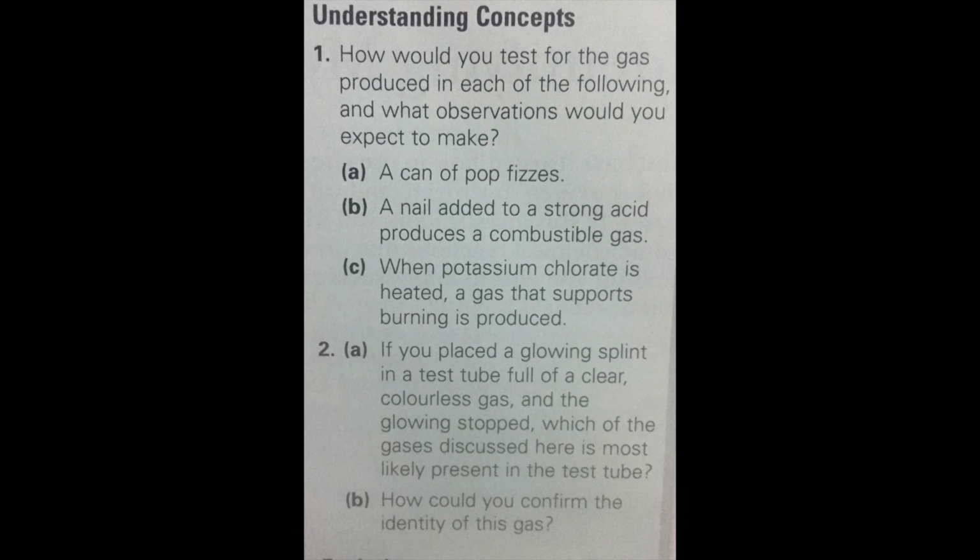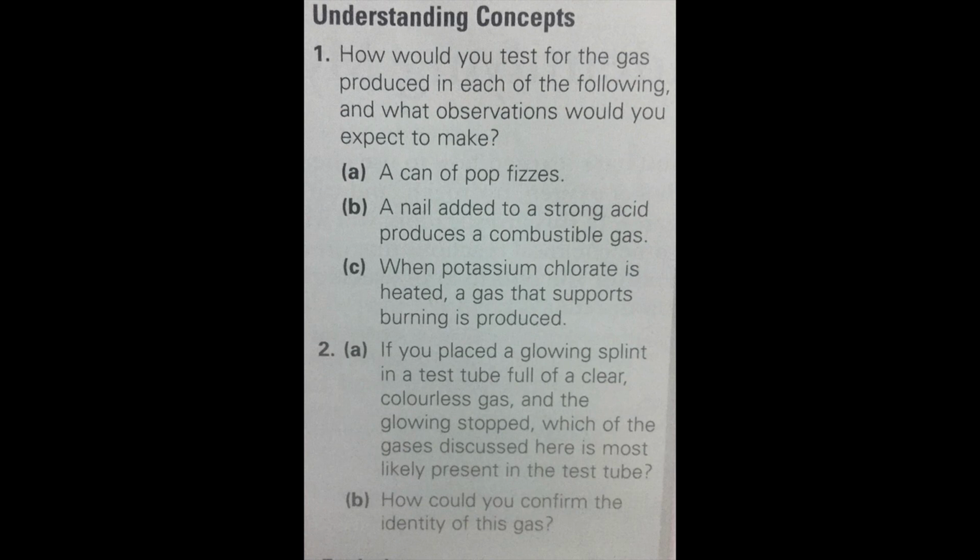Acid is hydrogen plus either a halogen or a negative ion, or hydrogen plus a polyatomic ion, so there's always hydrogen there, so you test for hydrogen. C. When potassium chlorate, which is KClO3, is heated, a gas that supports burning is produced. That is most likely oxygen, and you would use the glowing splint test.